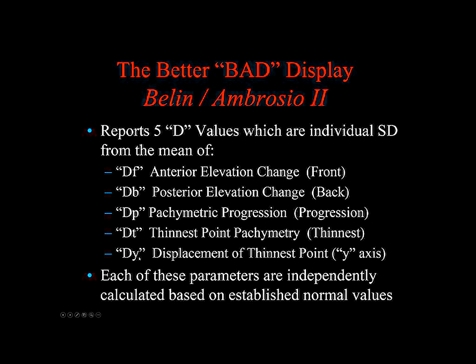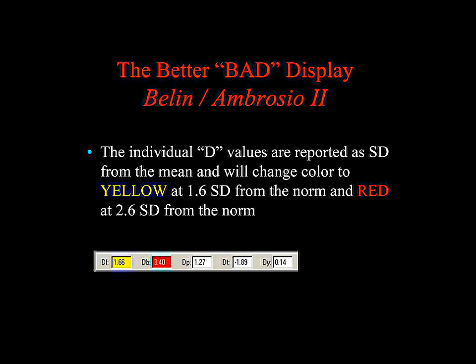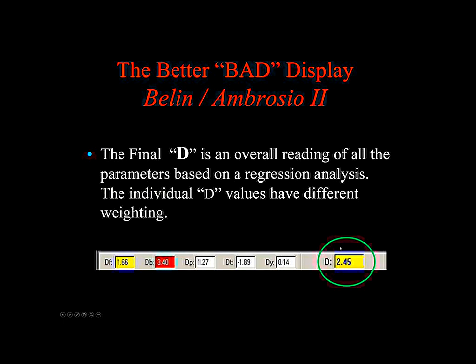We added all these parameters into a regression analysis. So it's not just an average of all these. It was put in the regression analysis to determine a final value. So again, this is the front surface, the back surface, the pachymetric progression, the thickness, and the displacement of the thinnest point. These numbers are reported as standard deviations. The regression analysis is really what's important, the final number we call the final big D. This is the only number that has discriminatory value.